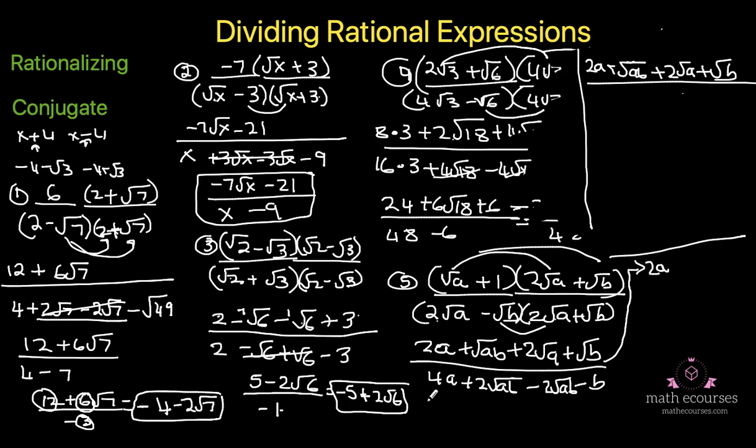What about the denominator? 4A is just 4A. You know your middles should cancel, then just bring your B. So this is an A. That's as far as you can go.